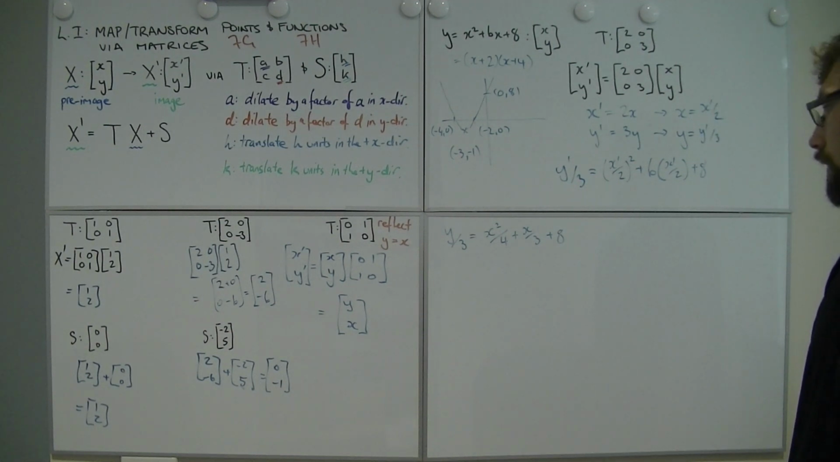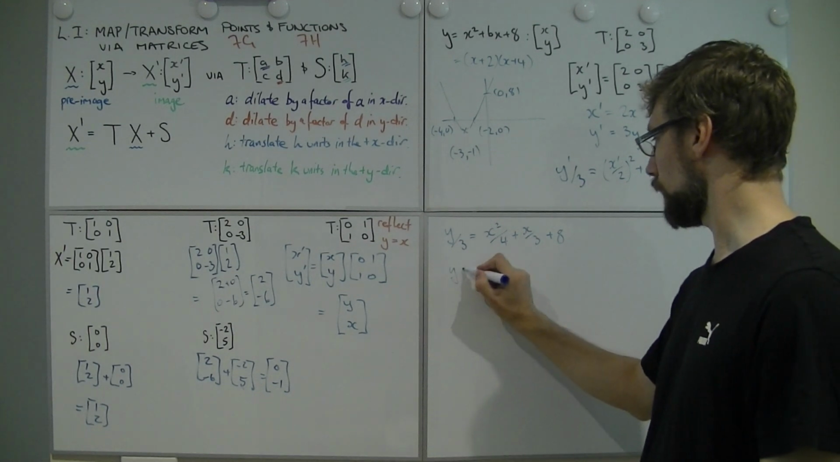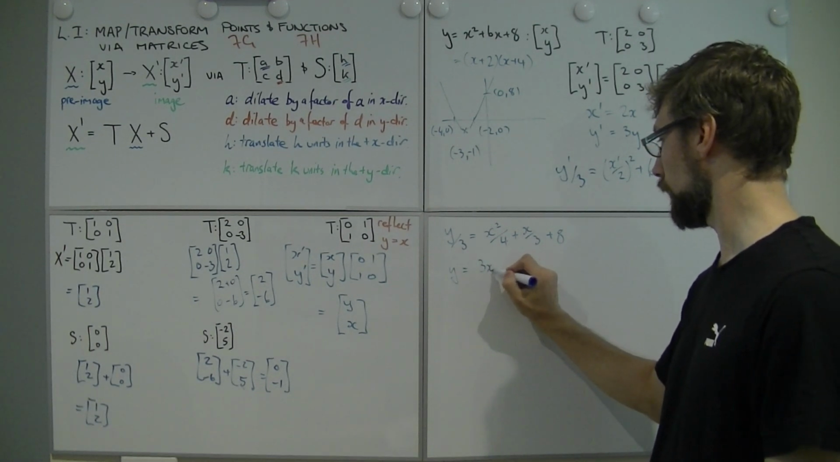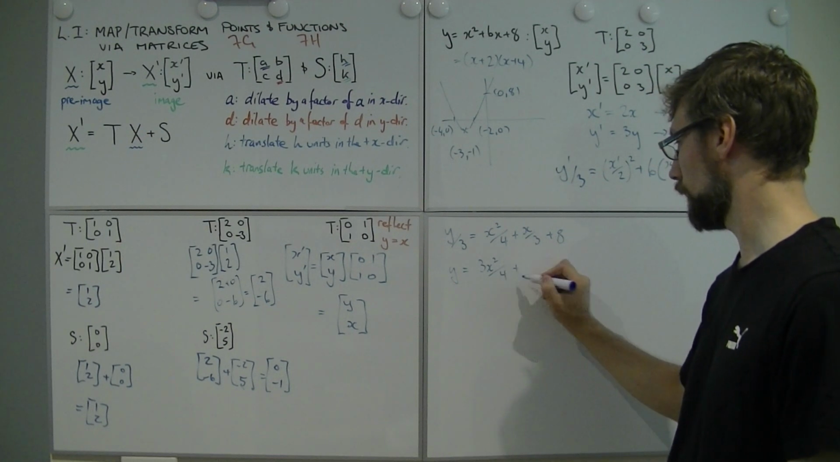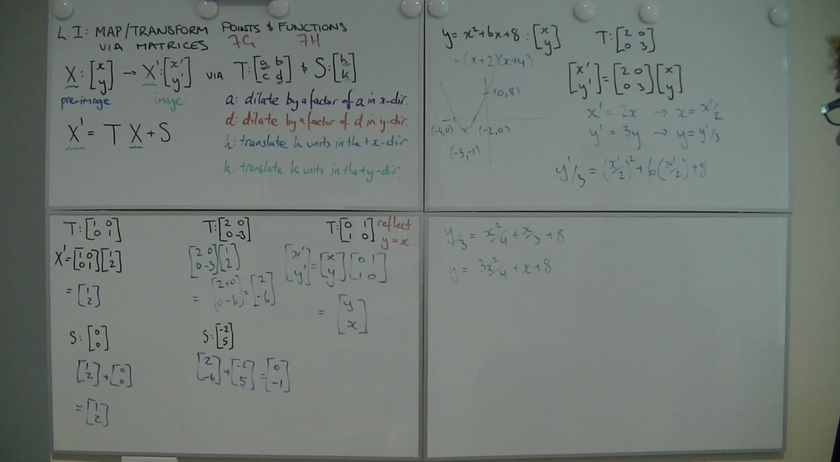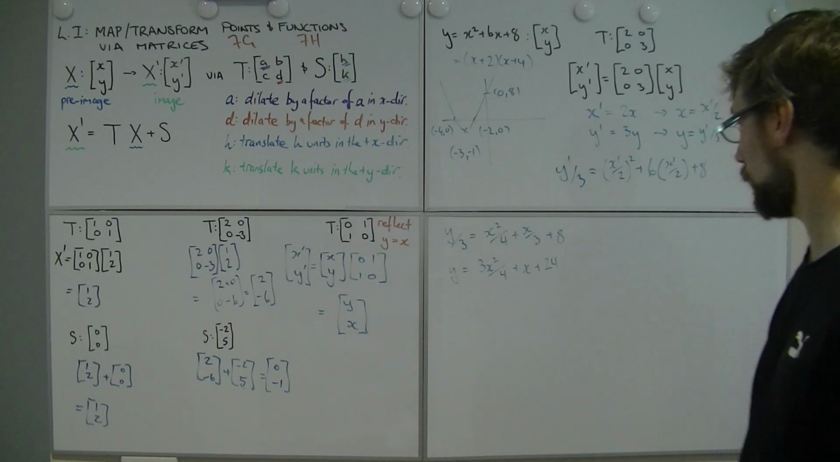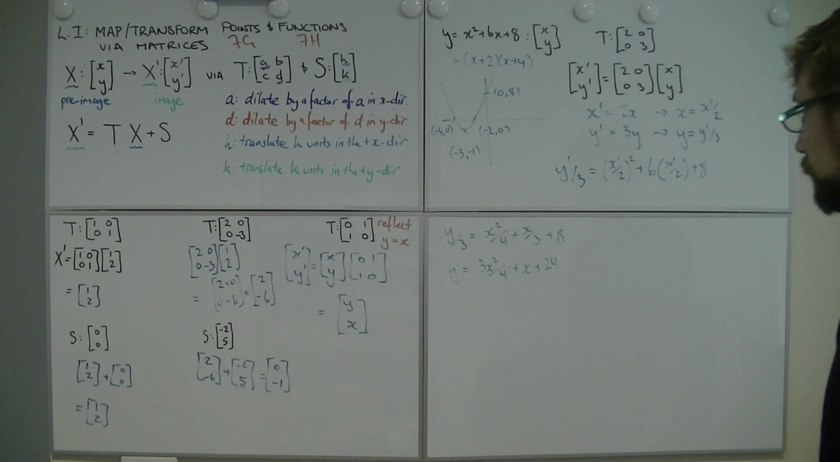Cool, alright, well that's not the worst thing ever, but I'd like to get rid of this 3 at the very least, so let's do that. So we get 3x squared over 4, plus x plus 8, make sure we're all okay. Yes, times 3, whoops. 24, that sounds better. Yep, cool.